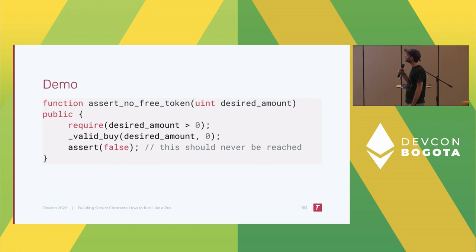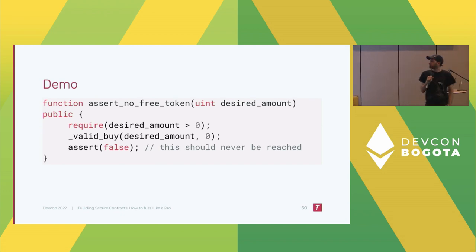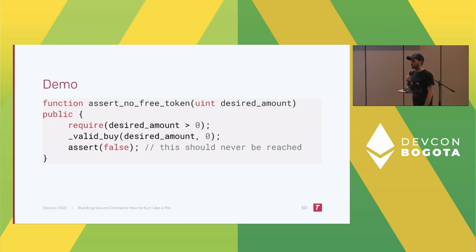So we want to know if we can get tokens despite sending no value, right? And perhaps you're wondering, what if this amount is zero? Then clearly this code will not do anything interesting. It is just going to revert.